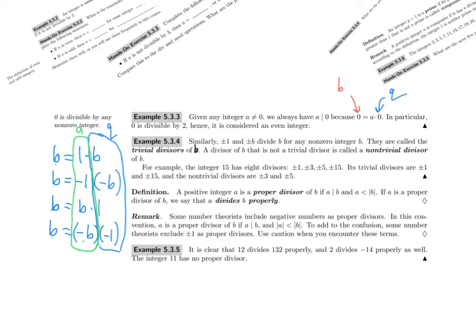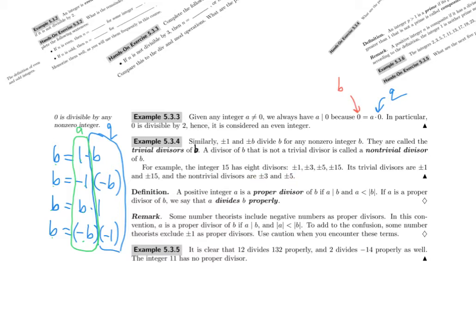So these are called the trivial divisors of b because they're kind of straightforward. We know that 1 divides any number. We know we can mix plus or minus the right way to get a number as needed. So a divisor of b that's not trivial, we call a non-trivial divisor. Okay. So 15 has these 8 divisors. The trivial divisors are plus or minus 1 and plus or minus 15, which means the non-trivial ones are all the others.